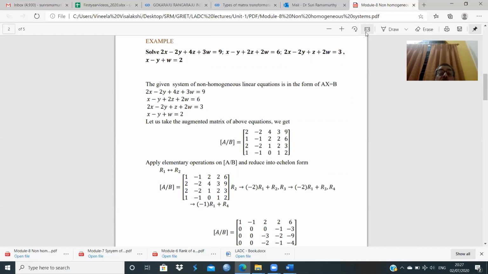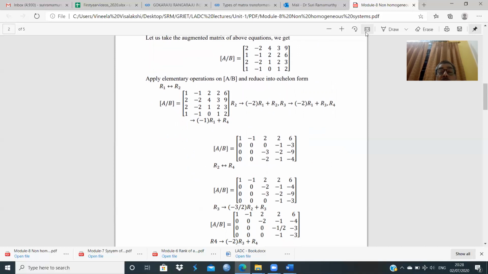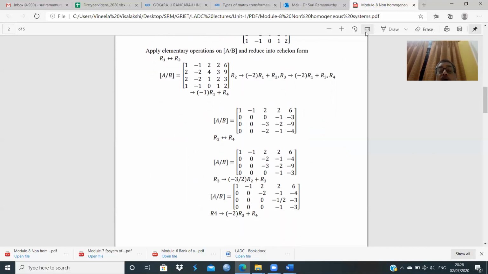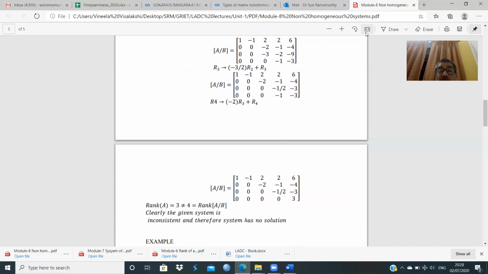The right hand side constant vector elements are 9, 6, 3, and 2. So this is added as the fifth column to the coefficient matrix. Using elementary row transformations, we reduce this to its upper triangular form or echelon form. The procedure of attaining the echelon form has been explained in this series of steps. Let us go to the last stage and see what we get.